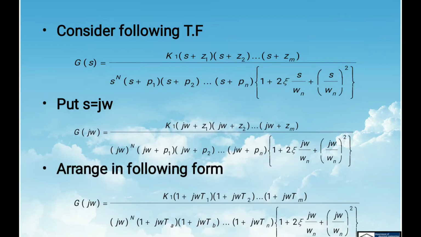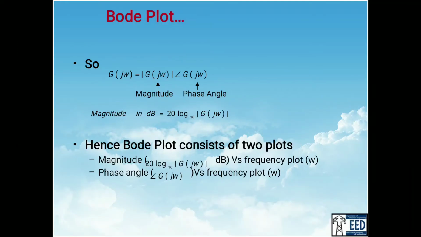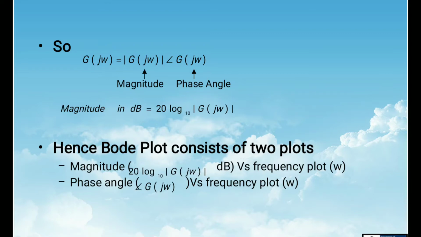First of all, in the Bode plot, wherever s is there, we have to replace s by j omega. So g of s becomes g of j omega. We have to arrange it in the time constant form. Then we have to find out the magnitude and the phase angle. In the magnitude plot we have the slopes.